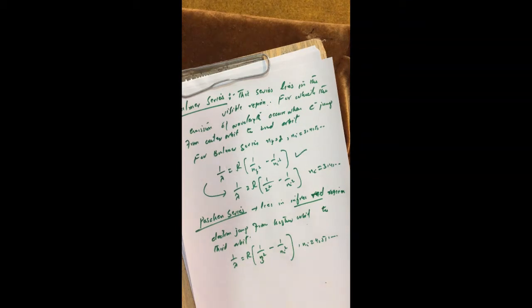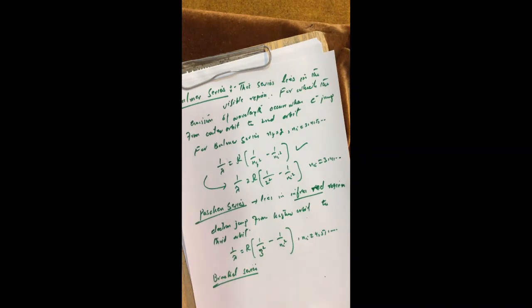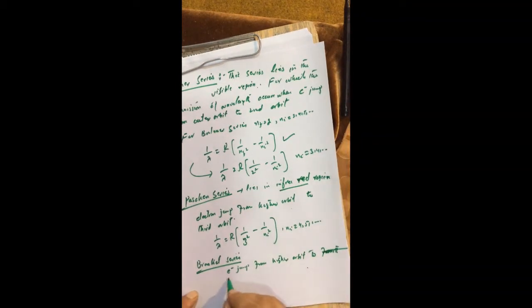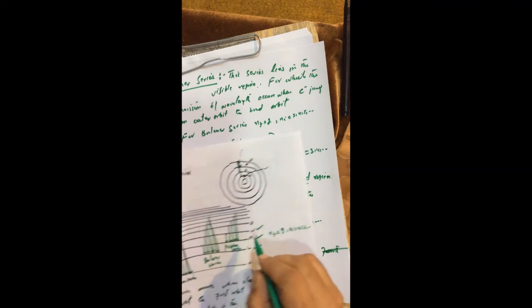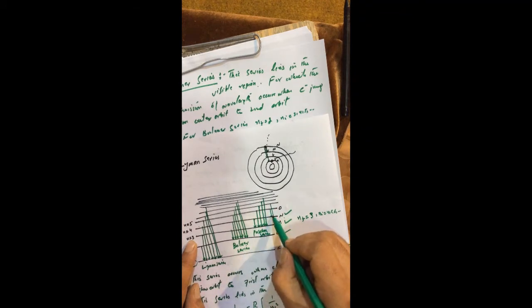Next we have Brackett series. Now this is the fourth series of the hydrogen spectrum, in which this series comes when electrons jump from a higher orbit or outer orbit to the fourth orbit. This is the fourth orbit, okay. Like here we have the fourth orbit is this one, n is equal to 4. If an electron jumps from a higher orbit, like from here to this, or from here to this, we get this series.